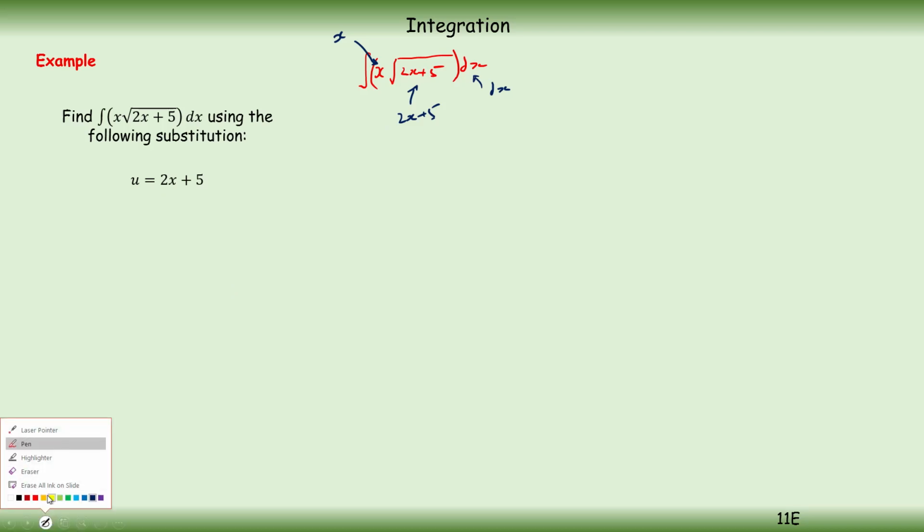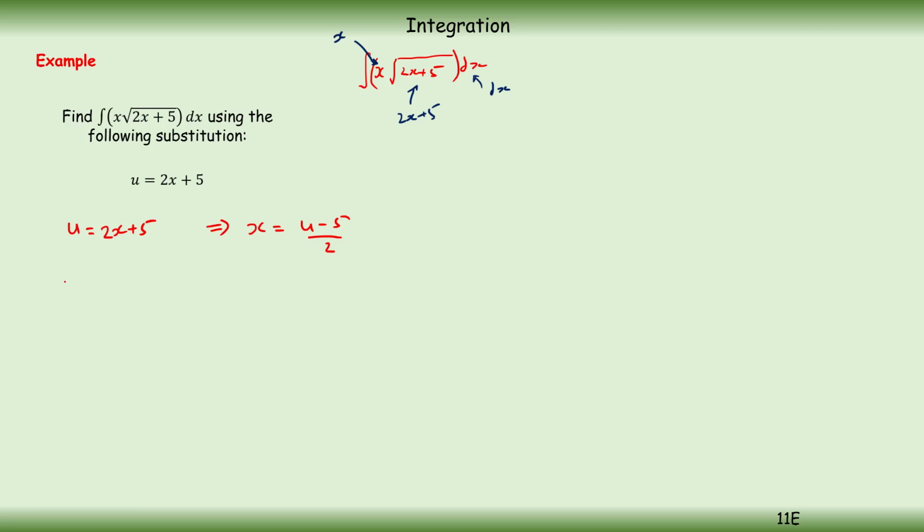In order to do that, we take our u here. We've got u, which is equal to 2x plus 5. Now that implies then that x, if we rearrange and make x the subject, x is going to be equal to u minus 5 divided by 2. So that's the 2x plus 5 changed to u. The x becomes u minus 5 over 2. But we've still got this dx here, which we've got to change to du.